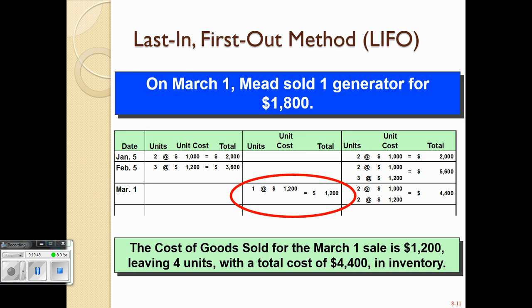So in this case, I am assuming that the last ones that came in are the first ones out. So the next unit I sell is going to be at $1,200. And the next unit I sell after that will be $1,200. And only then, after I've sold all 3 of those, will I go back to that January 5th purchase. So in this case, the last ones in are the first ones out.